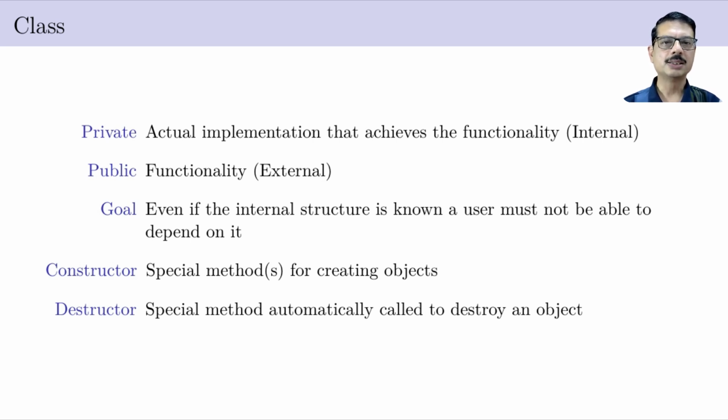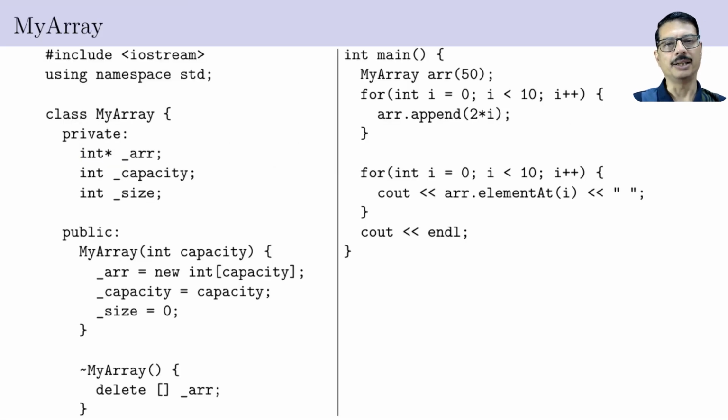So to summarize, a class hides its inner workings in the private section, exposes the useful interface in the public section, and uses constructors and destructors to manage an object's lifecycle smoothly. This is what makes classes so powerful in organizing our code. So next we will use these ideas to create our own class called MyArray, which is going to overcome some of the limitations that we have noted for array earlier.